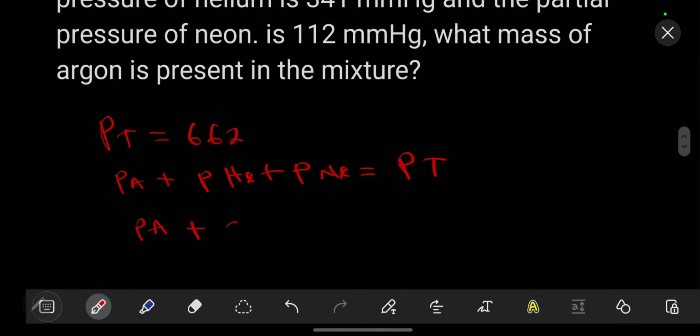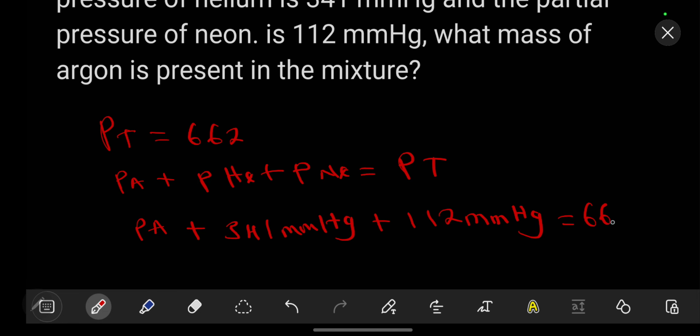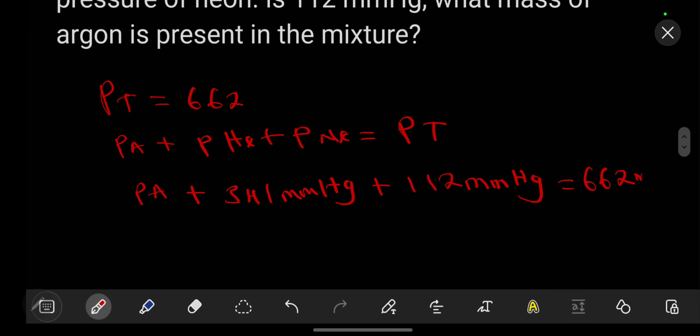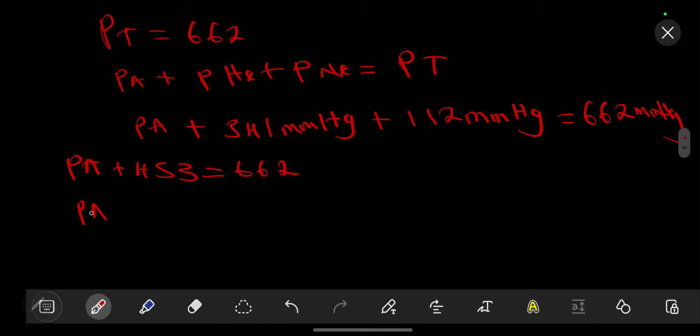So we have the pressure of argon plus the pressure of helium, 371 millimeters of Hg. Then we are going to add the pressure of neon, which is 112 millimeters of Hg. Then this should be equal to the total pressure, which is 662 millimeters of Hg. Now when we add these two, 371 plus 112, we get 483, which should be equal to 662.